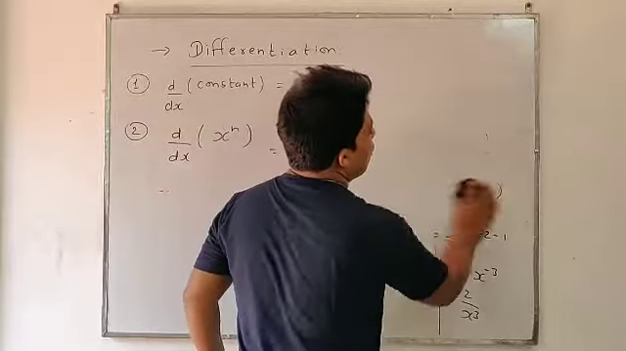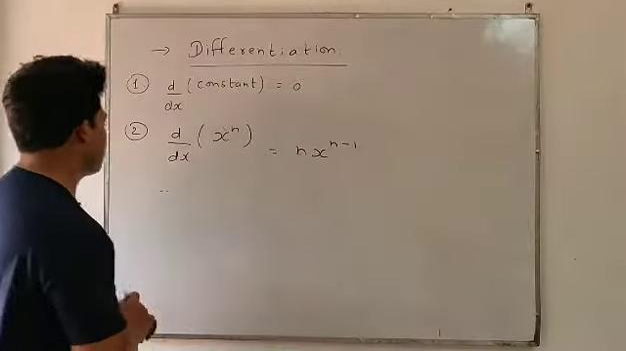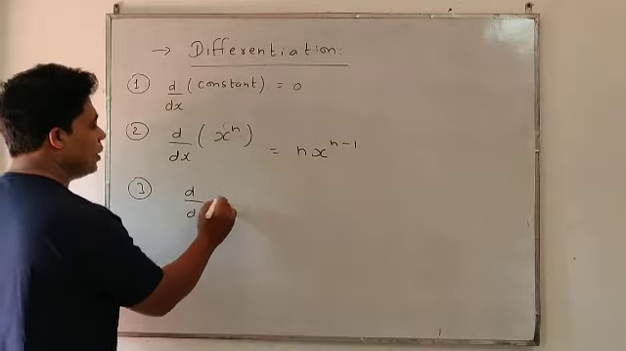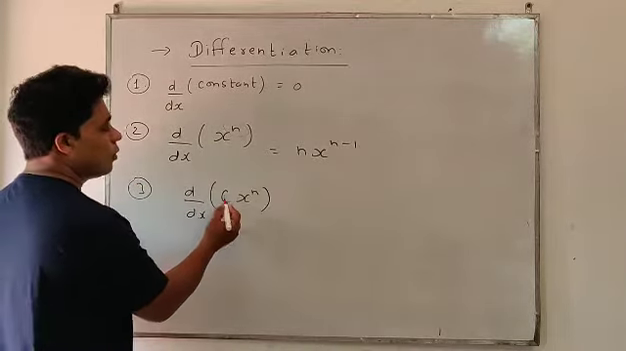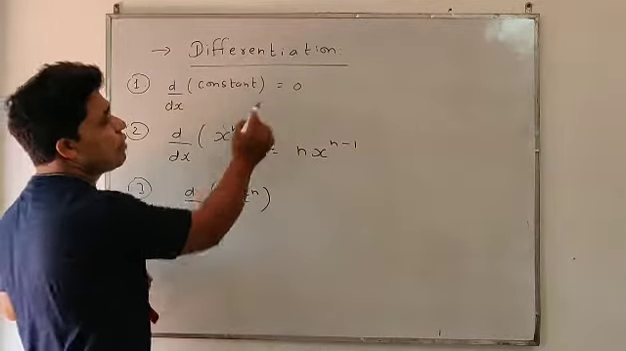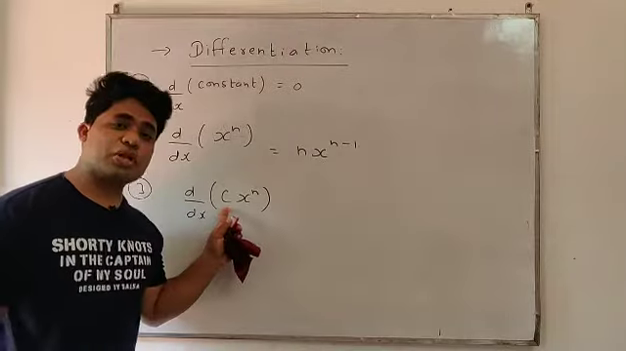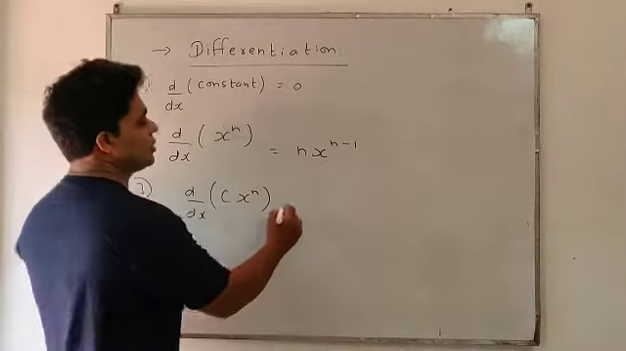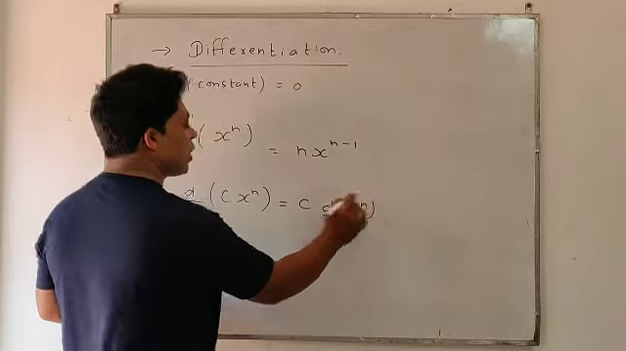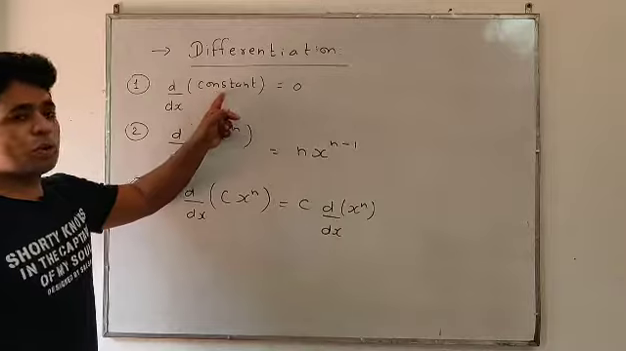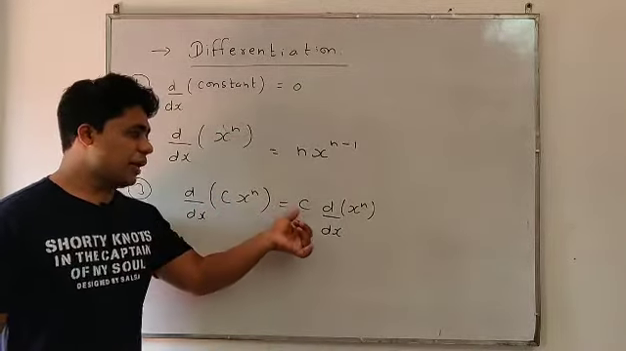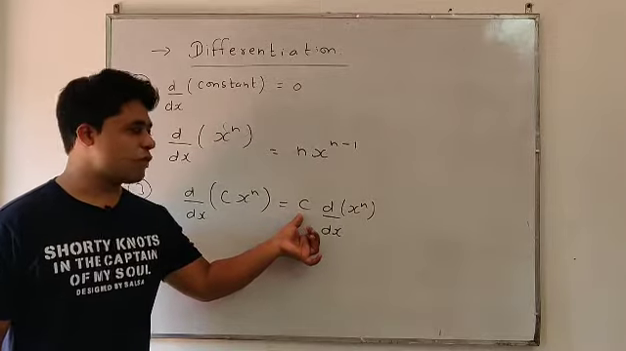Now students, come to the third formula. d by dx of c x to the power n. What is c? c means constant. When a constant is alone, its differentiation will be 0. But whenever the constant comes with some function, it comes outside, and there will be no differentiation of that constant, only the x to the power n is differentiated.